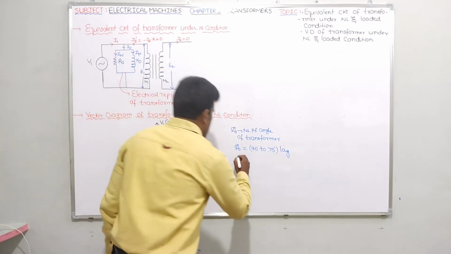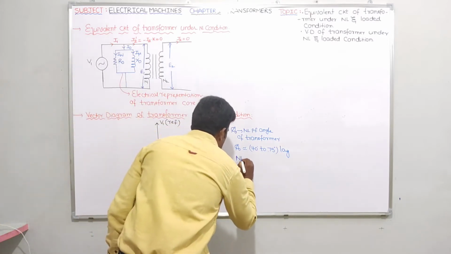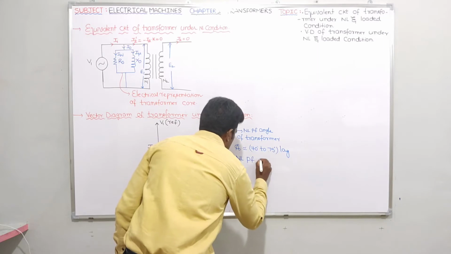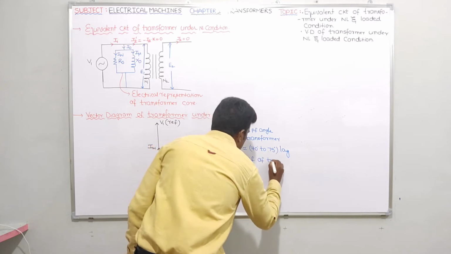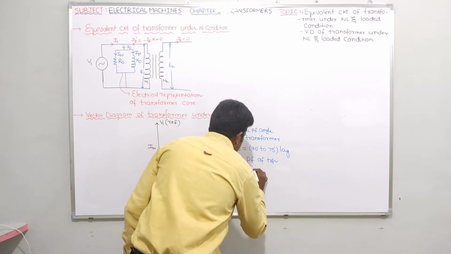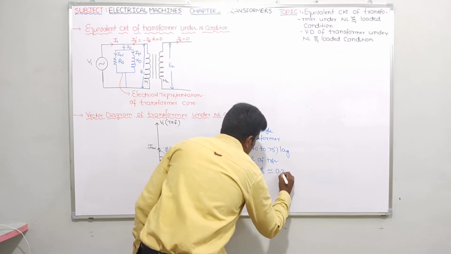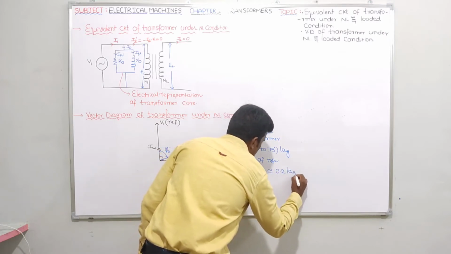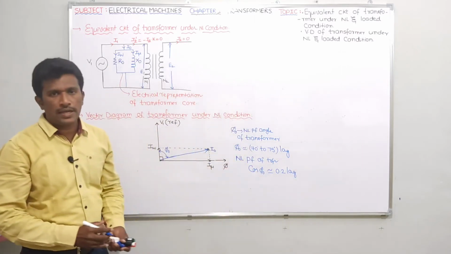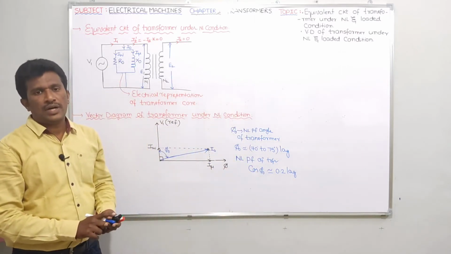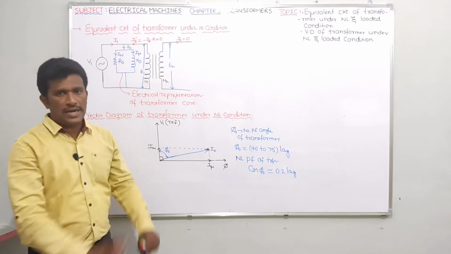Okay. And tell me, guys, the no load power factor of the transformer. Cos phi naught will be around how much? 0.2 lag. The no load power factor of a transformer is around 0.2 lag.